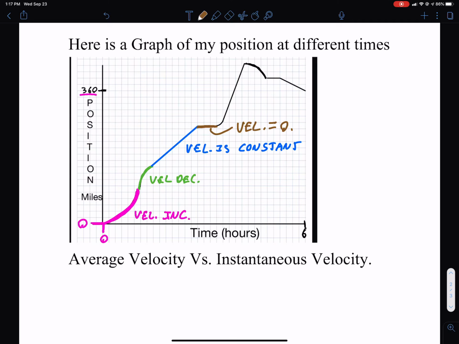I'm stopped. What does that correspond to in my graph? That's when I got to Lone Pine and I got gas and I ate. So I wasn't moving. I was just sitting there. So that's my velocity, 0.